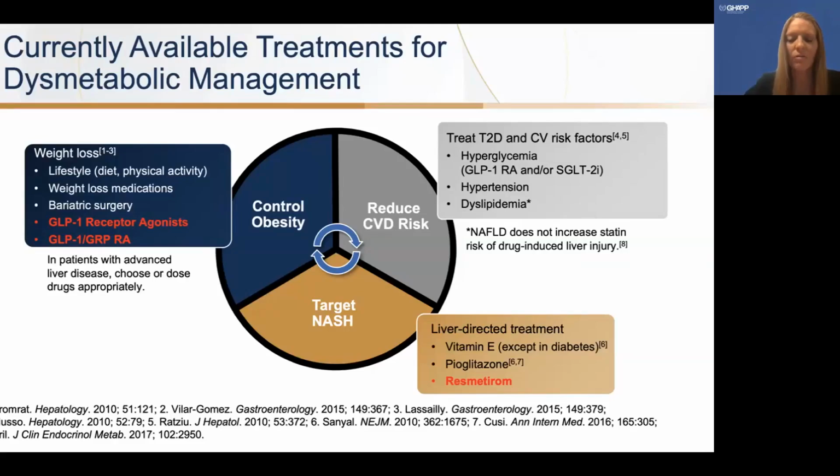And lastly, we want to focus on some liver-directed treatment for targeting NASH, and we'll discuss vitamin E, how that can be used in patients, Pioglitazone, and Resmetirom.